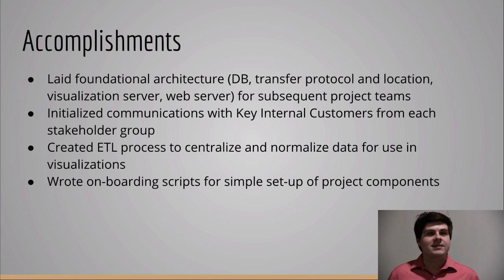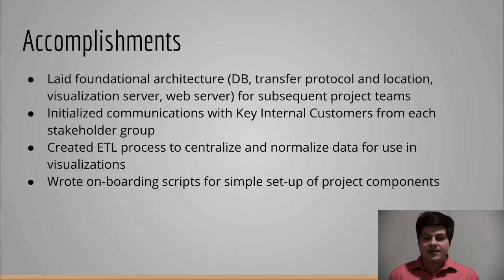We also initialized the communication channels between the key stakeholders of the project, the 2 different teams within ITS that we worked with, as well as FMS. So now that these senior project teams will be reaching out to these people in the future, they'll know, oh, this is what we worked on last year, and they'll understand the context behind why these students are reaching out to them, and hopefully be able to hit the ground running again next year.